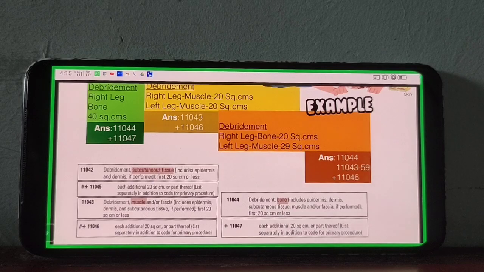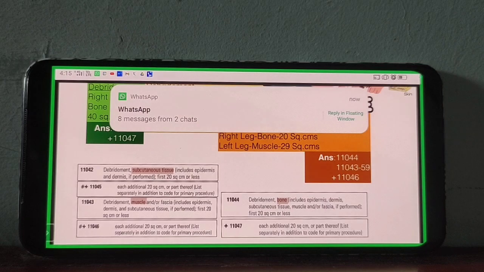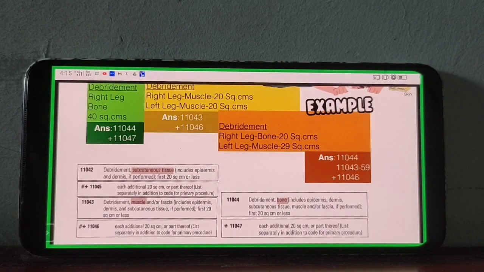Now, see the third example. Right leg bone 20 square centimeter. Left leg muscle 29. Is this the same depth or a different depth? Different depth. Comparing muscle and bone, which one is the deepest? Bone is the deepest depth. Then next is muscle, then the least deep is subcutaneous.